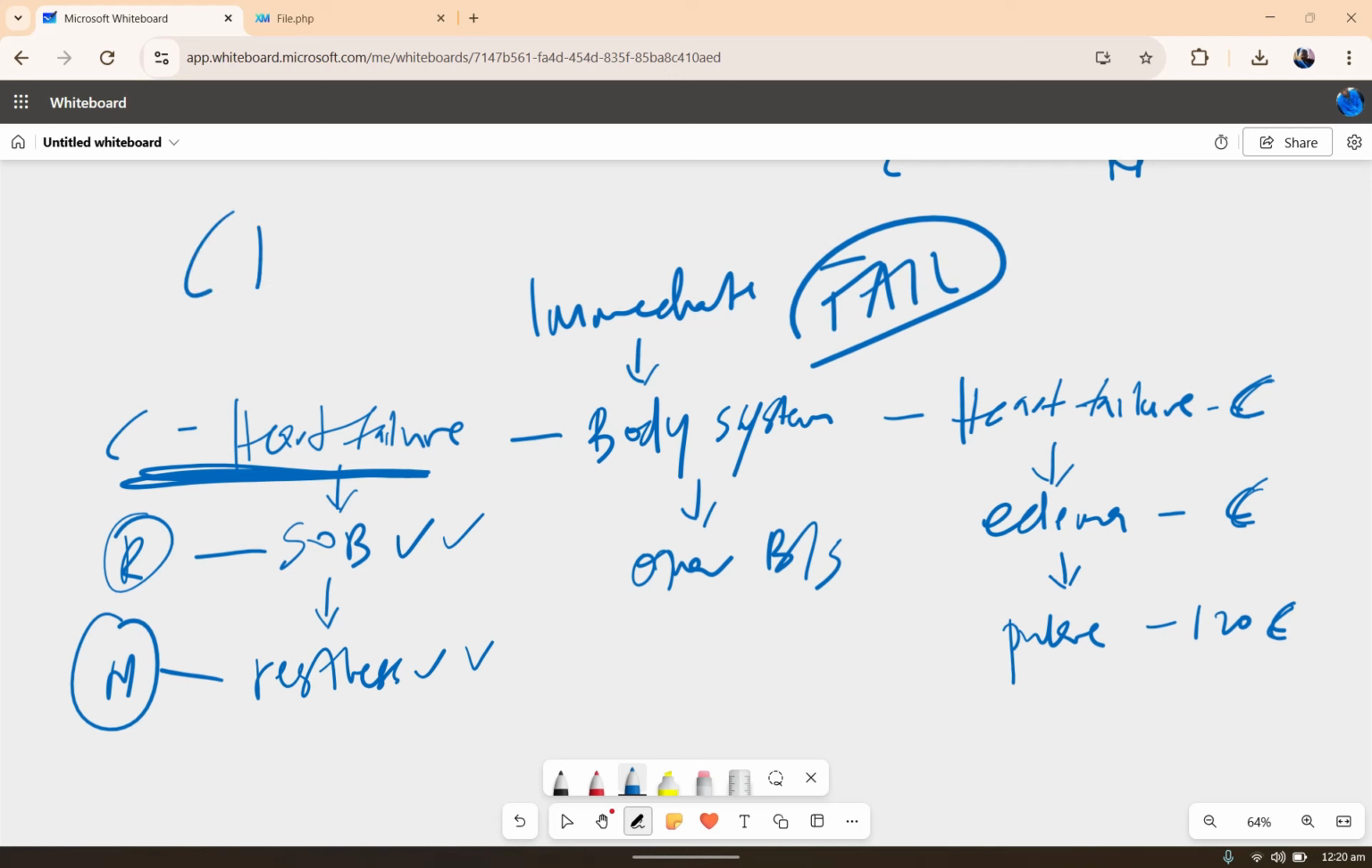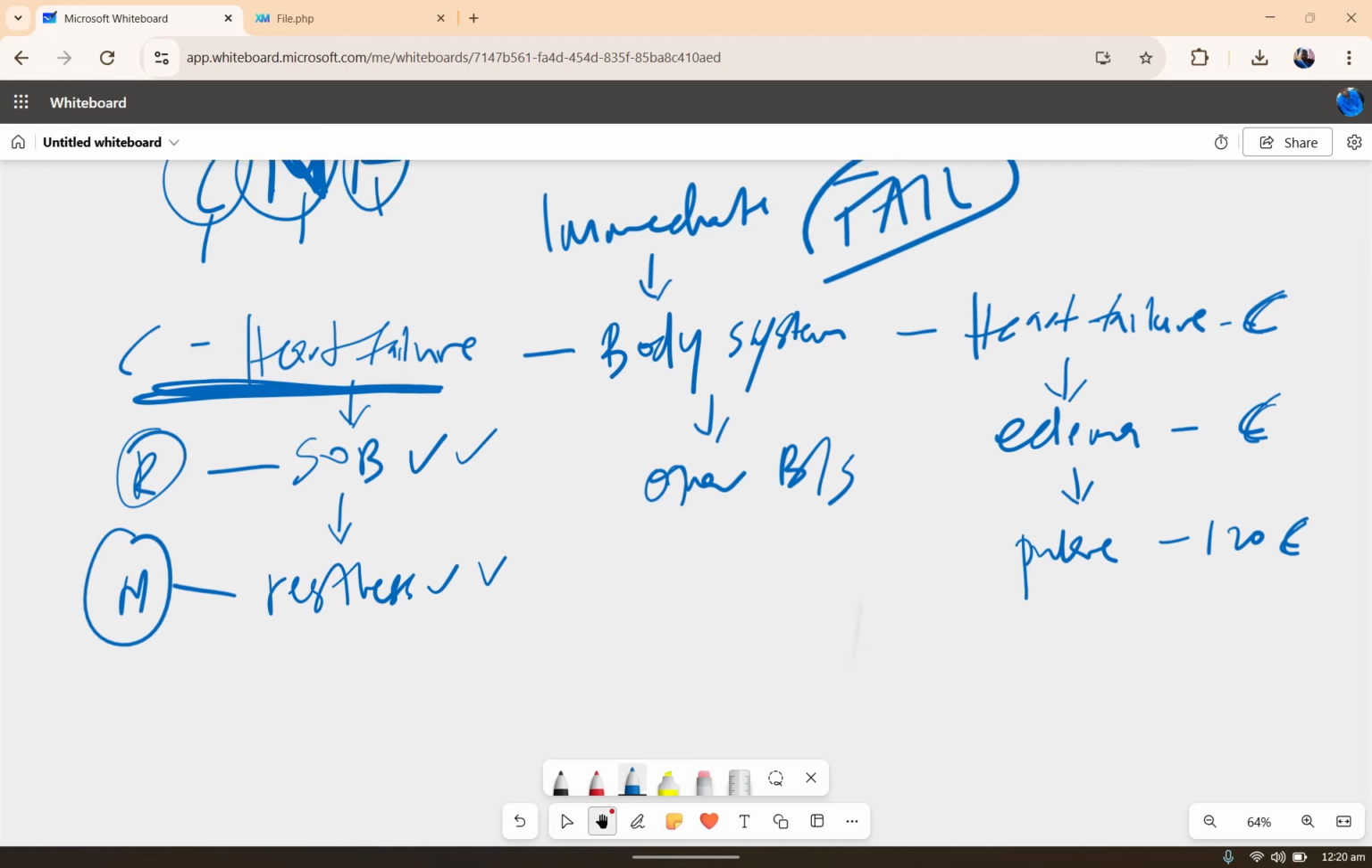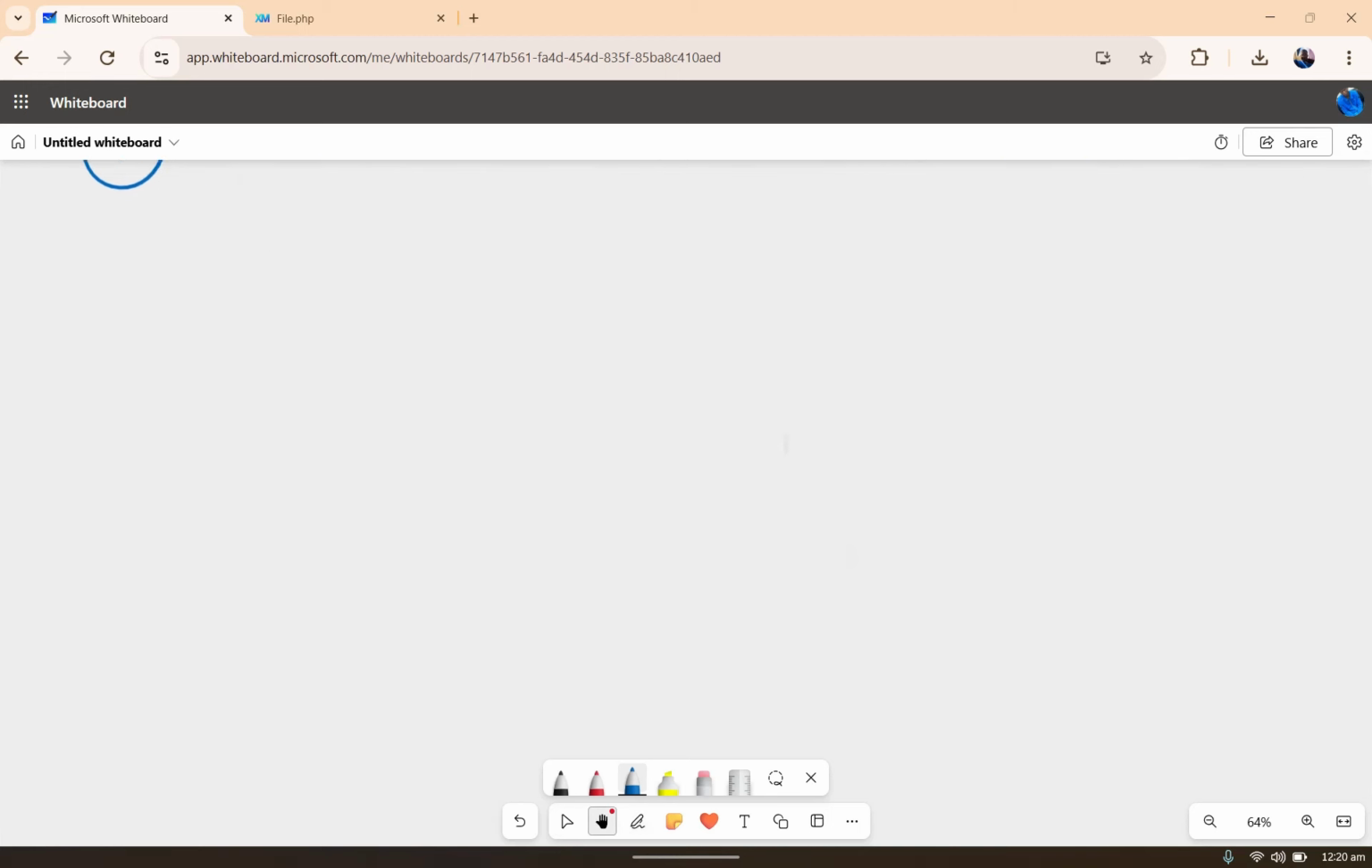NCLEX is very big on CNR, which is cardiovascular, neurological, and respiratory. NCLEX is very big on that, because NCLEX believes that for a patient to die or have the biggest complication, the cardiovascular system needs to be affected, the neurological system needs to be affected, the respiratory system needs to be affected. That is your level 1 patient.